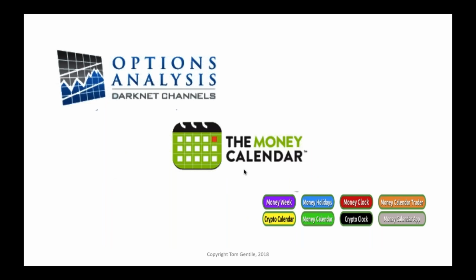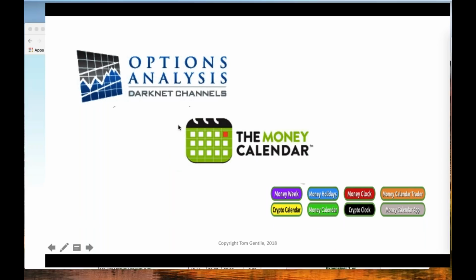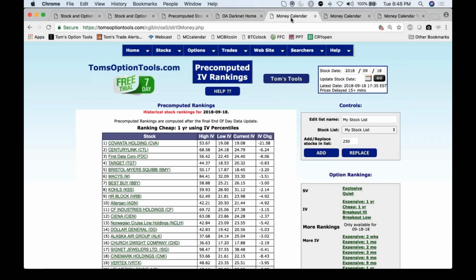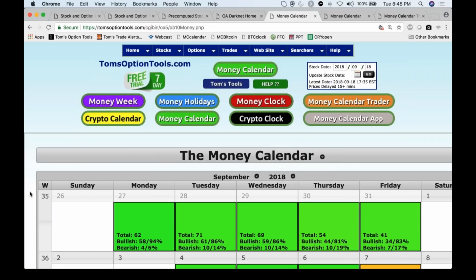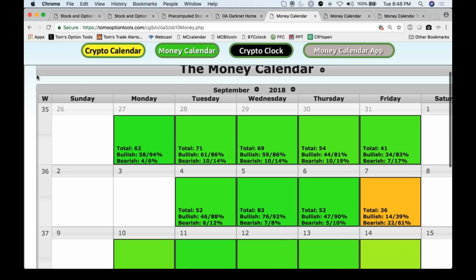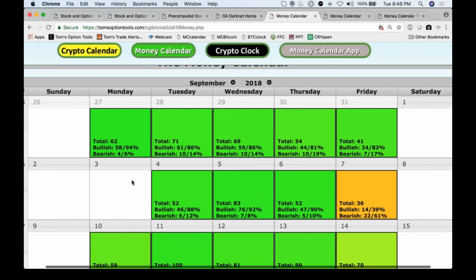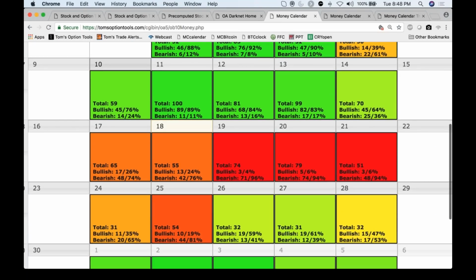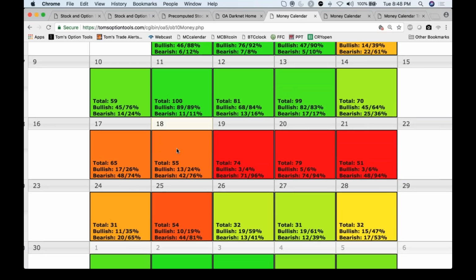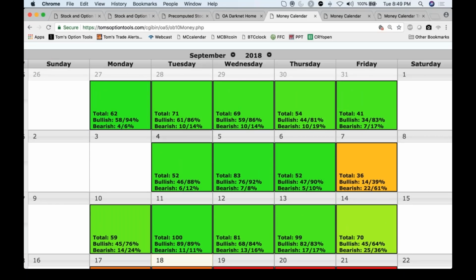Now I'll look at the money calendar first, but then I'm going to come back to it. So when I look at the money calendar, I'm going to show you that right now. So I got the money calendar up. And this is the money calendar for September. Now, as you can see here, where are we? We are September 18th. All the green has come and gone.